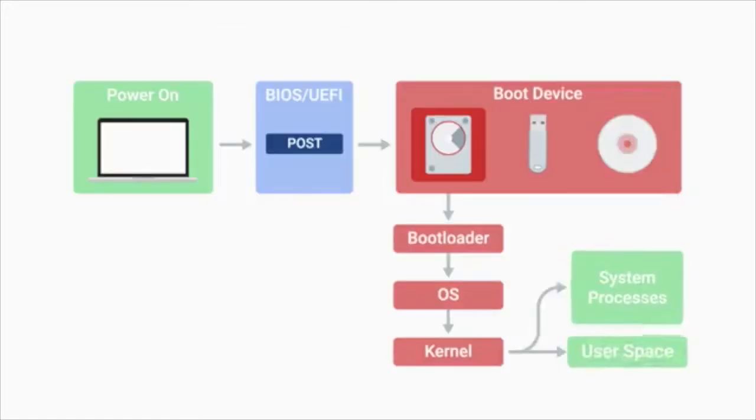Next, essential system processes and user space items are launched. These include processes like user login, spinning up a desktop environment, and more, which basically allows us to interact with our system. And that's it. After these simple steps, you'll be able to get to work.